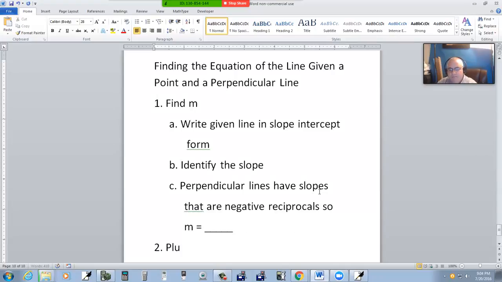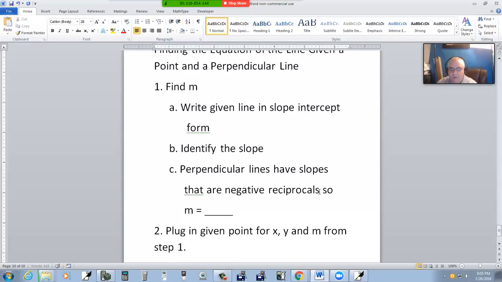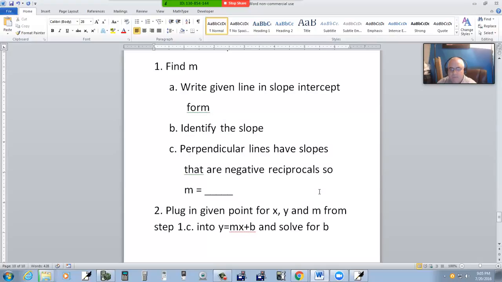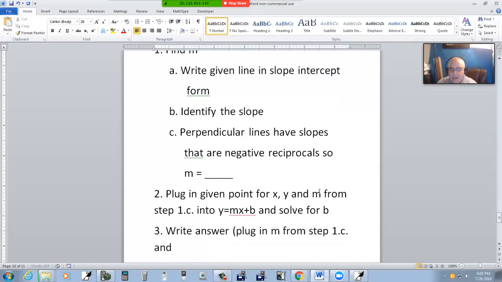Step 2, plug in the given point for x and y and m from step 1c into y equals mx plus b, and solve for b. Step 3, write the answer. We're going to plug in m from step 1c and b from step 2 into y equals mx plus b.